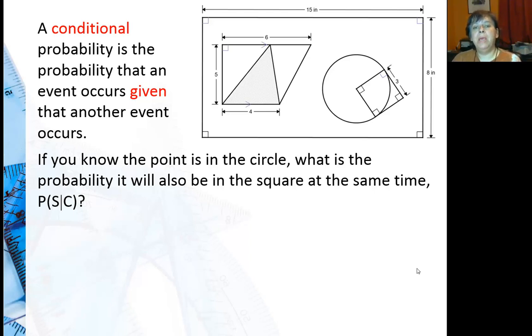Here's my example. If you know a point is in the circle, so now I know it didn't just land in the rectangle, it's landing in the circle, what is the probability it will be in the square at the same time? So I can kind of reason this one out. I know that it's in this yellow area. So the question is, what probability is it that it'll be landing right in there? Well, this is a pretty nice drawing. I can tell this is 1/4 of the circle. So the probability is 1/4.